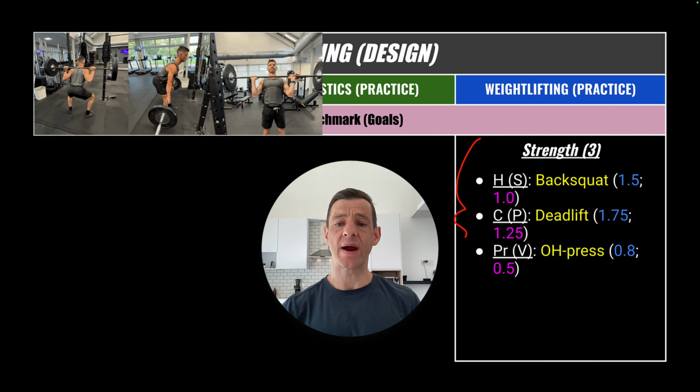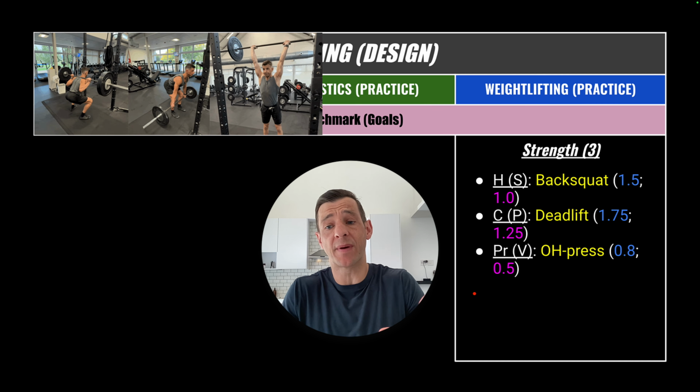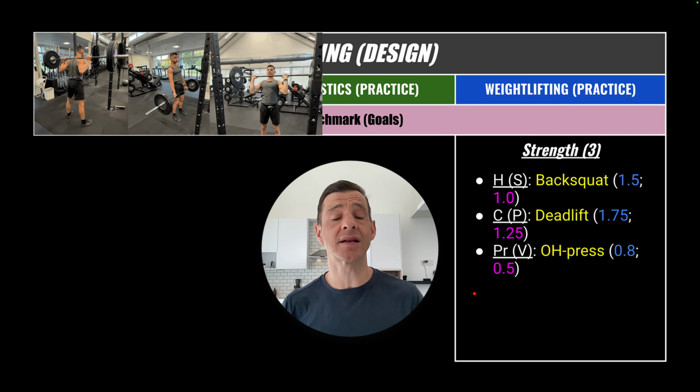Now, are there other weightlifting exercises that can serve as great benchmarks? Absolutely. The overhead squat comes to mind. The bench press is great. The cleans are great pulling movements.